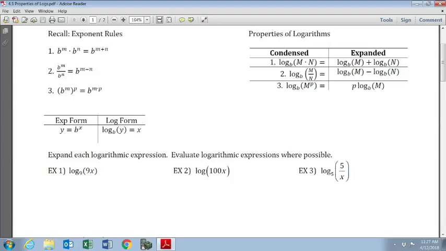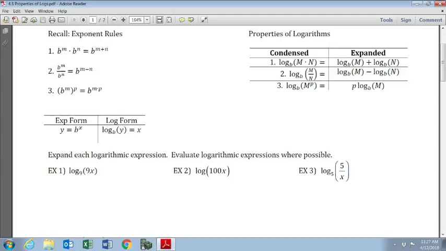In this video I'm just going to be using the properties, but if you look at those proofs, they're kind of neat proofs and pretty simple to follow. I will show you how we get the change of base rule, which is the last rule we'll cover in this lesson. So let's go ahead and get started.